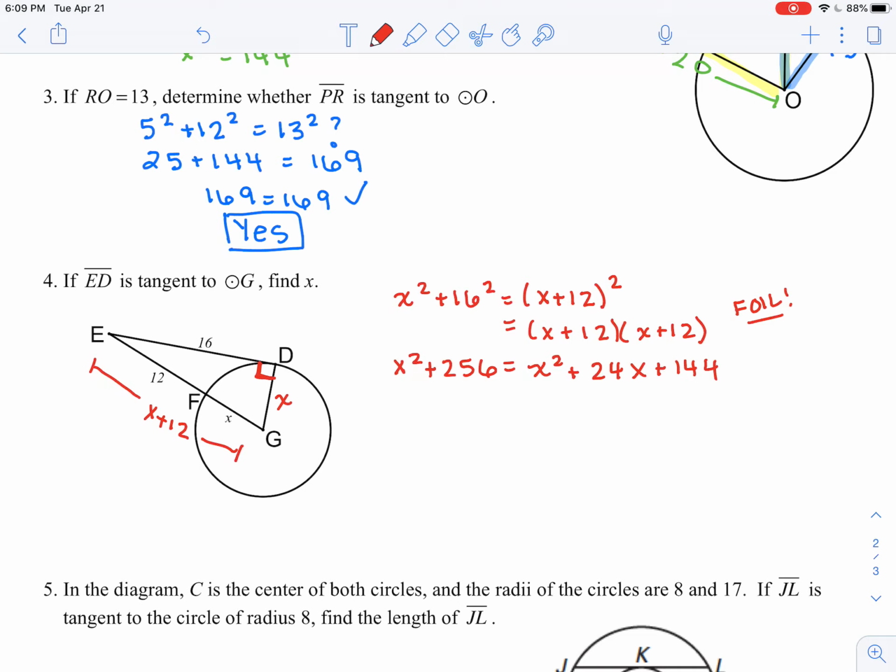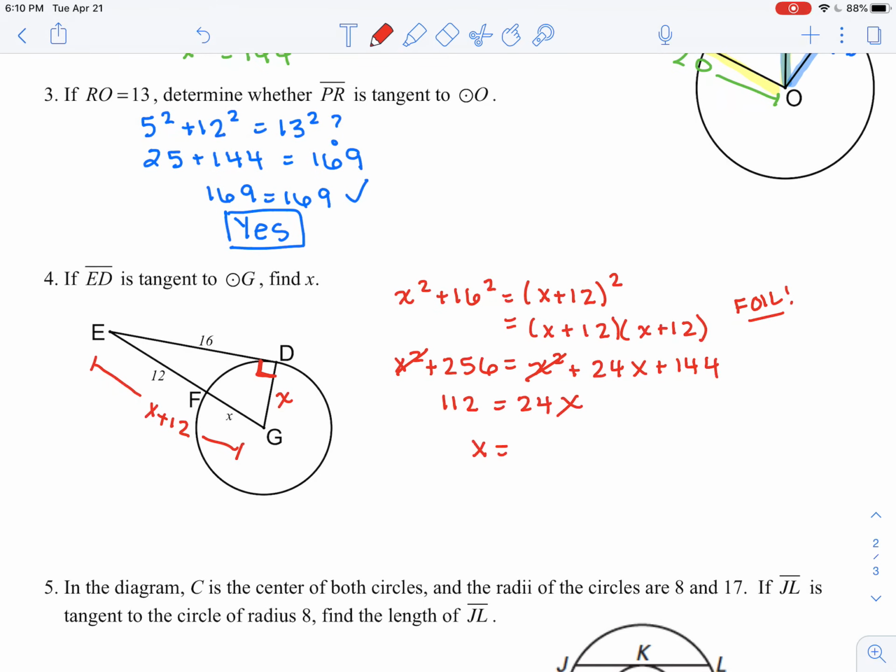And now we can finish solving. We have an x squared on each side of the equation, so they cancel each other out. If I subtract 144 from both sides, I get that 112 equals 24x. And when we divide both sides by 24, x ends up being 4 2/3.